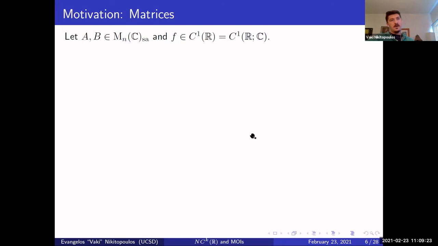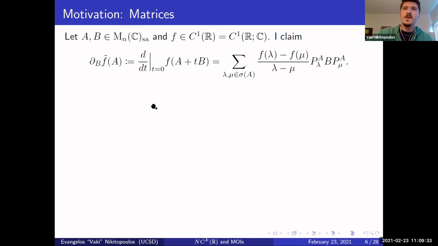All right, now I'm going to spend some time deriving the derivative formula in the finite dimensional case that we will focus on later in the infinite dimensional case. So here is the formula. I claim that if A and B are Hermitian matrices and f is a C1 function, then this directional derivative of f tilde at the point A in the direction B, which is defined as usual to be this derivative at 0 of this curve, is given by the following expression.